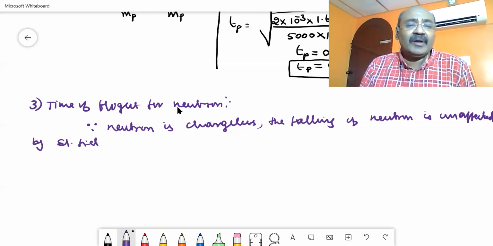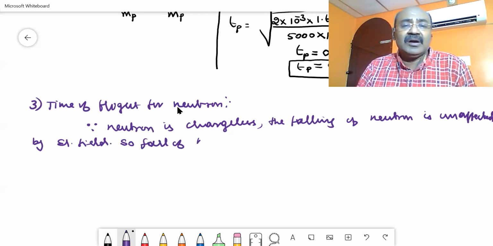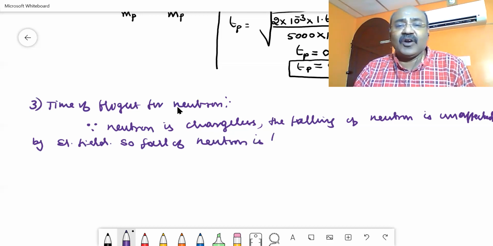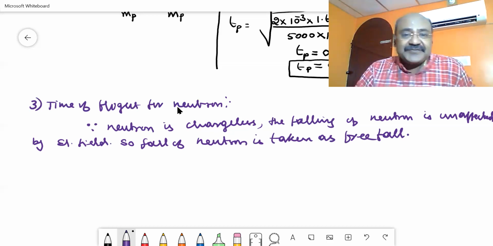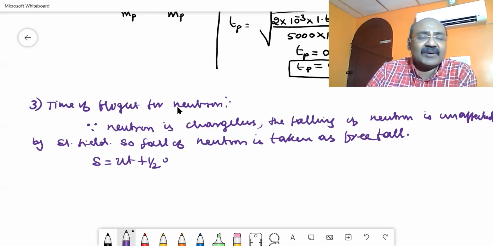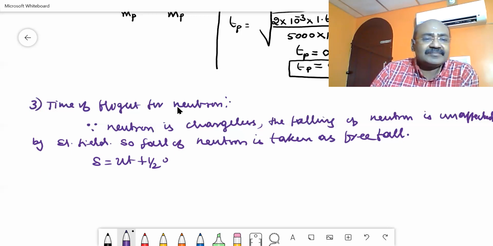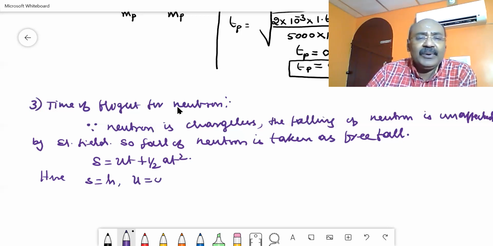So the fall of neutron can be taken as free fall. If it is free fall, then you can use the same formula, S is equal to ut plus half at square. Here S is equal to h. For free fall, u equal to 0. Time taken, t is equal to tn.